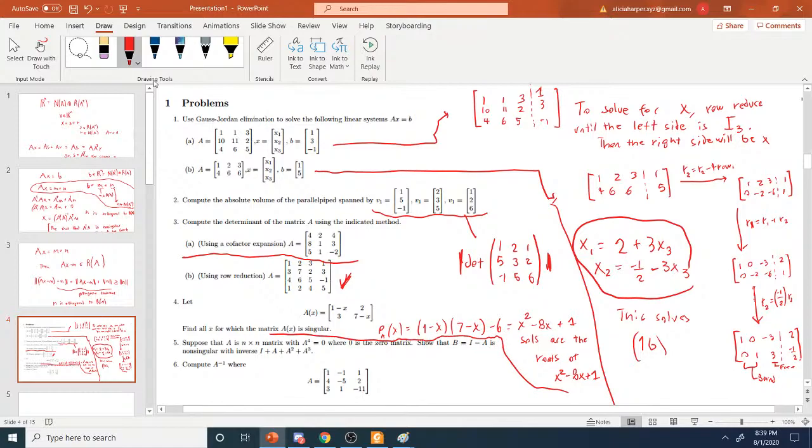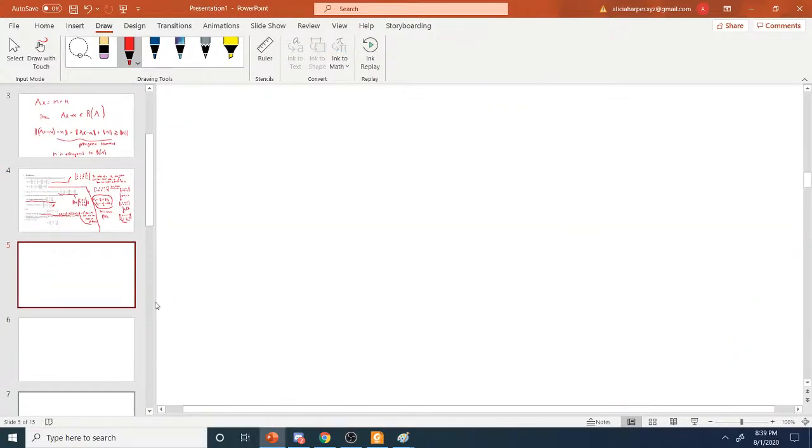And then part 6, or problem 6, this is where you compute A inverse. Actually, let me do problem 5 real quick. So I'll do 5 up here.